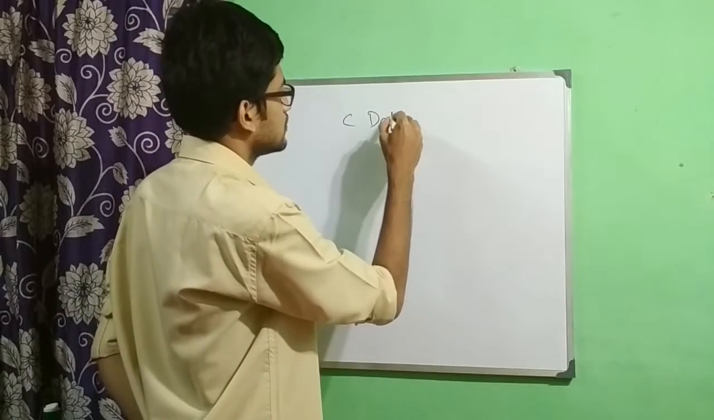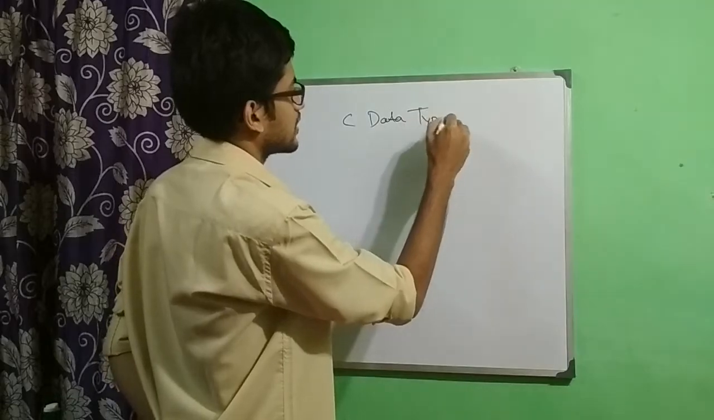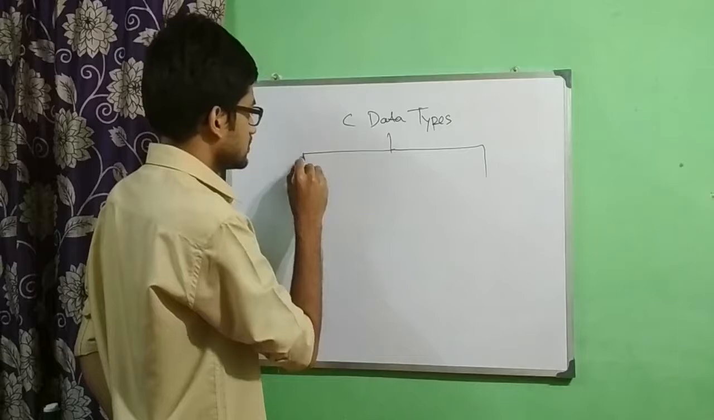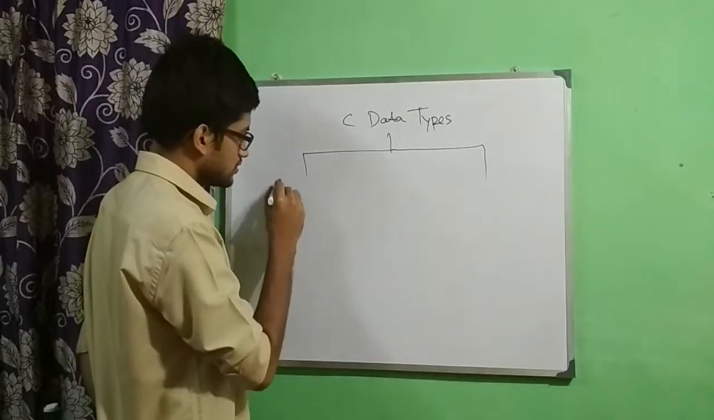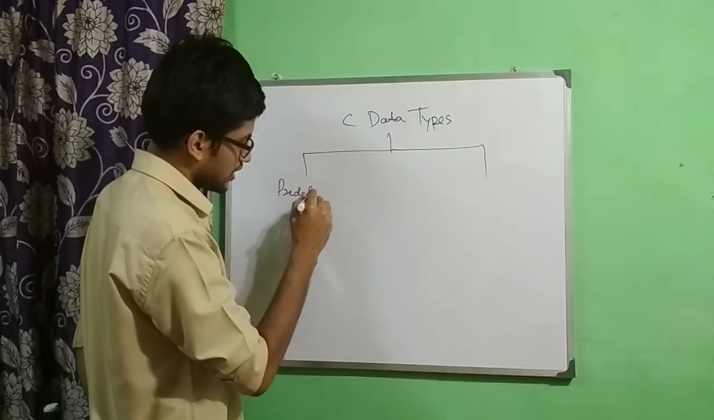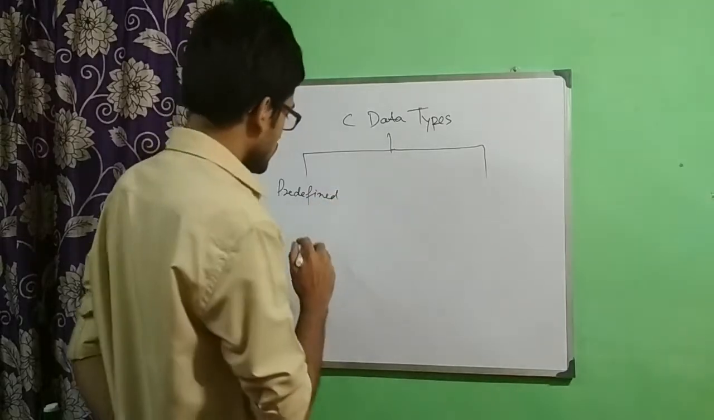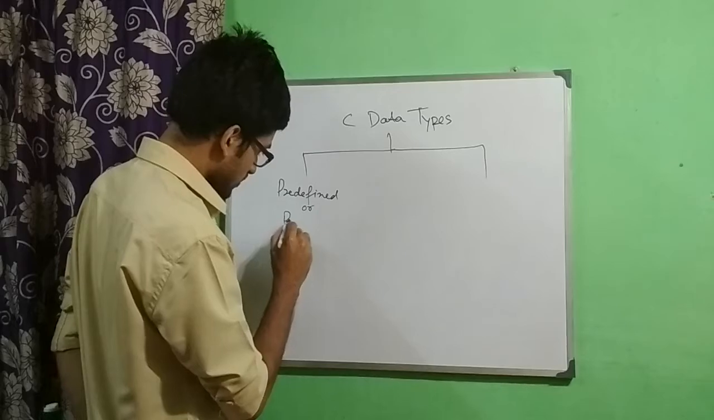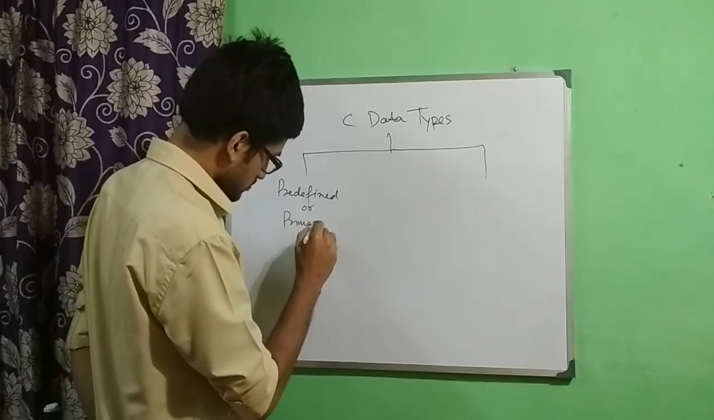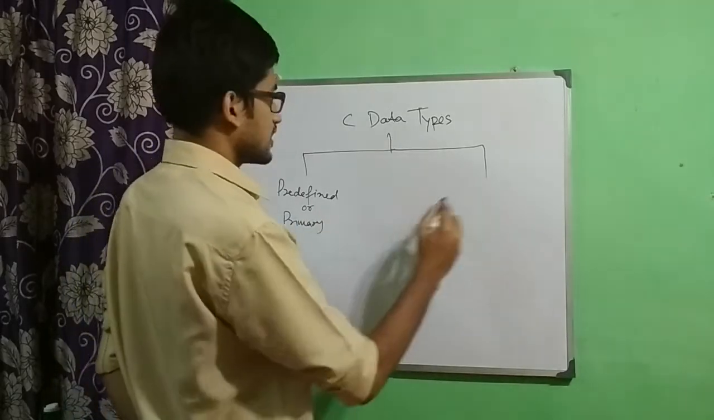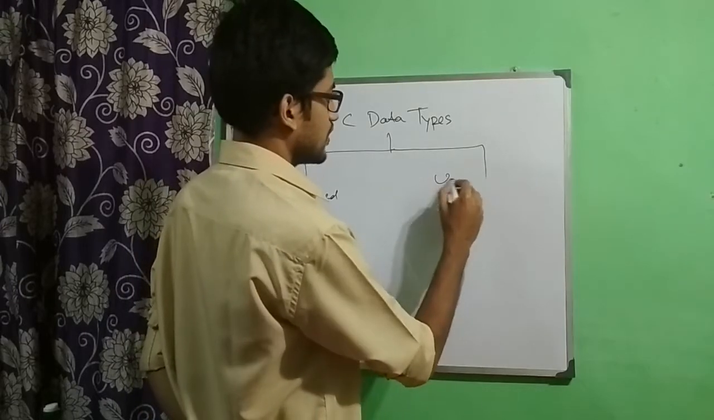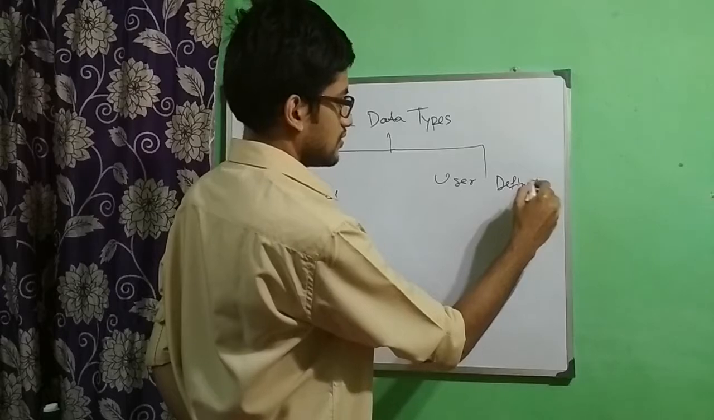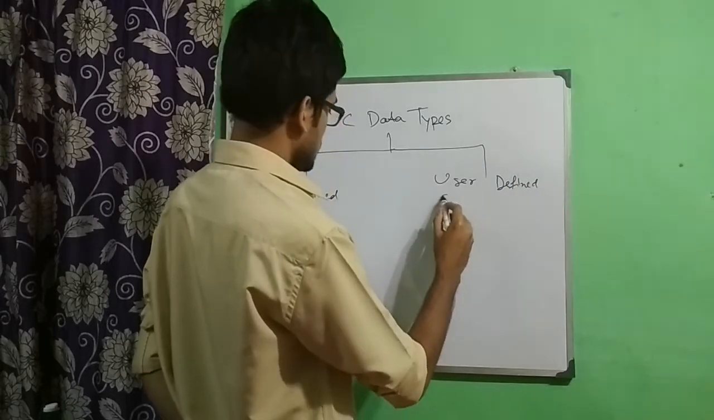C data types. As you can see in this hierarchy, the first one is the predefined or primary data type, and this one is the user defined, or secondary.